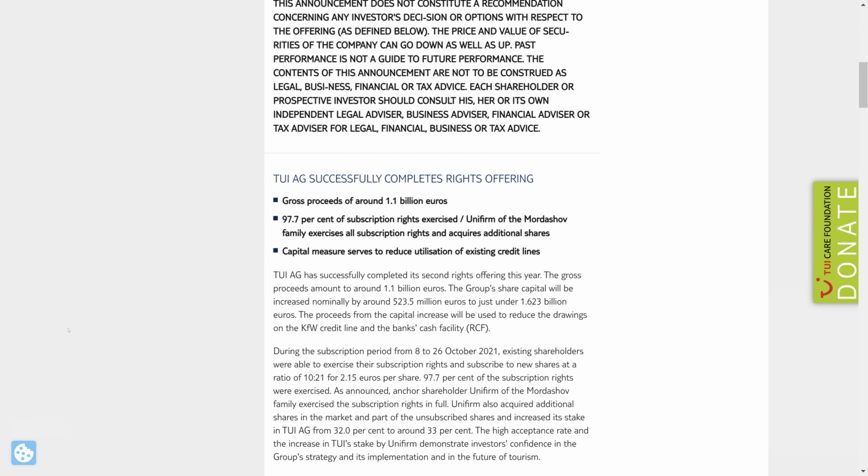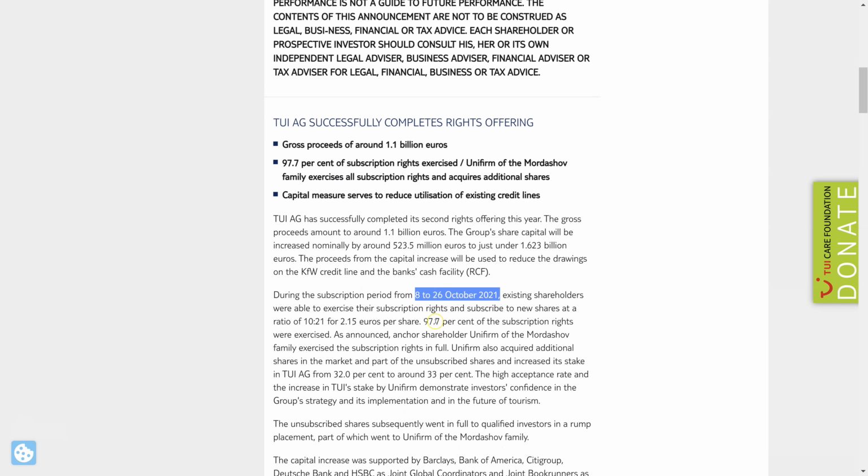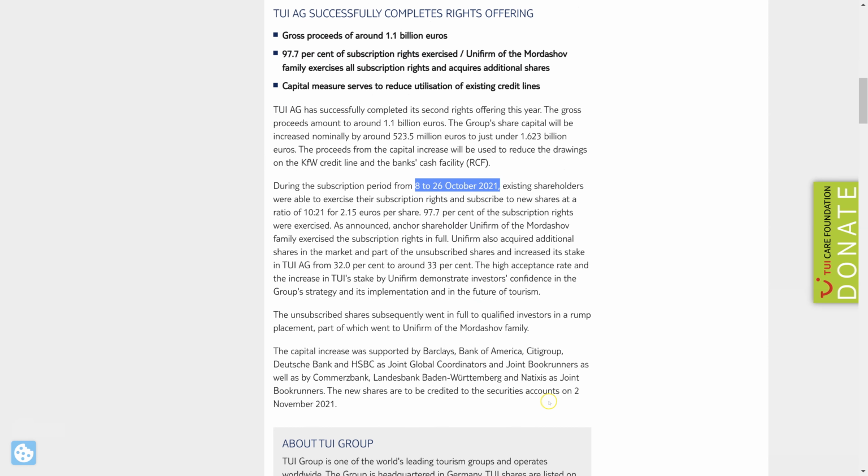TUI shareholders had the right to buy 10 shares for every 21 owned at an offer price of €2.15 per share. The subscription period that the rights could be taken up was from the 8th to the 26th of October 2021. The ex-date when the shares were credited to client accounts was the 2nd of November 2021.